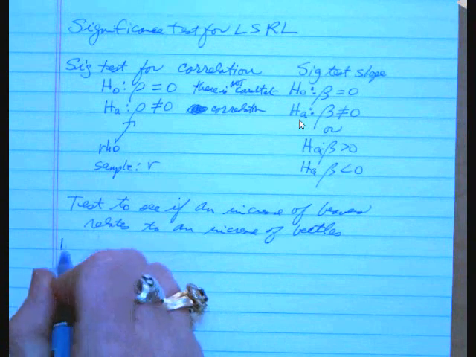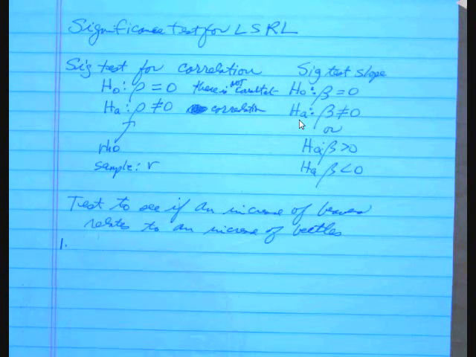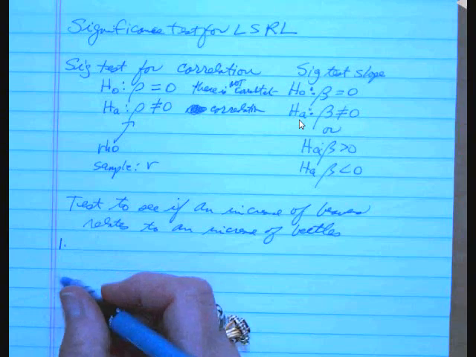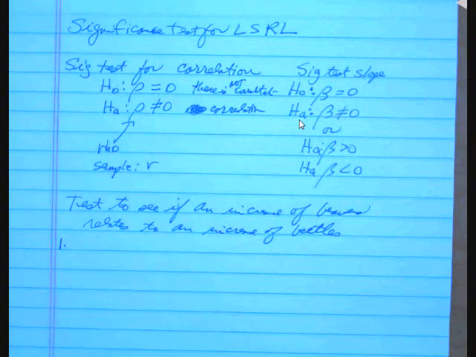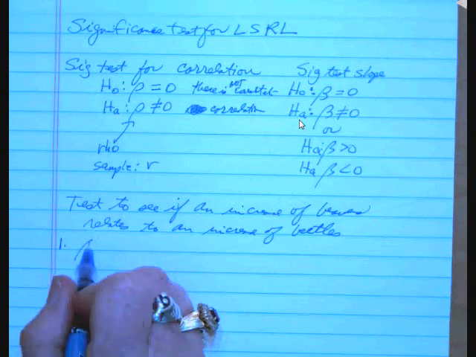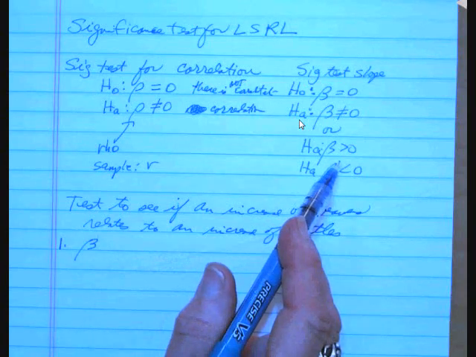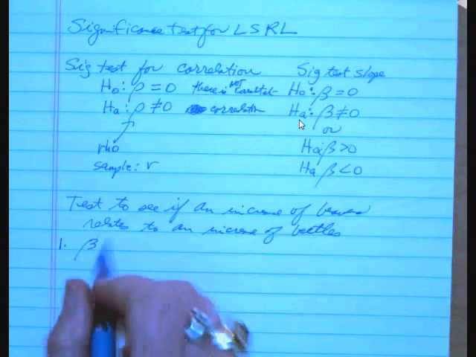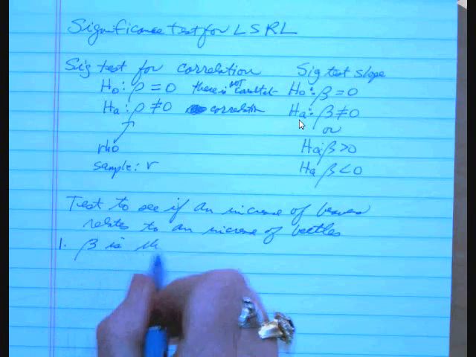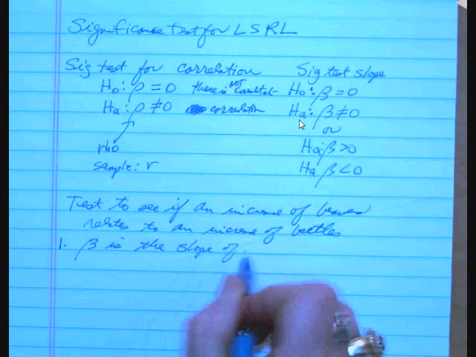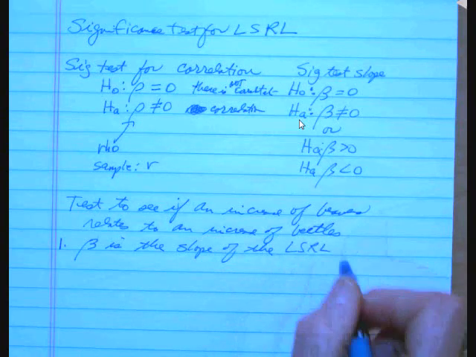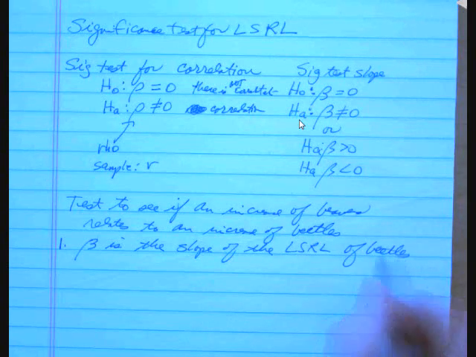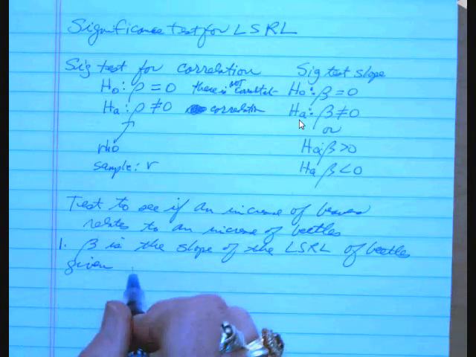So let me do my step 1 here. I'm going to name my population and my parameter here. I'm going to do slope, because an increase of beavers would be an increase of beetles. That would be slope. So beta is the slope of the least squares regression line of beetles given beavers.